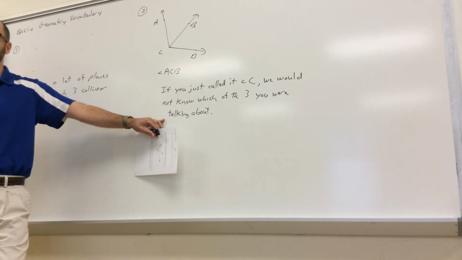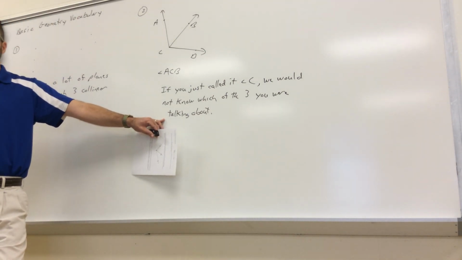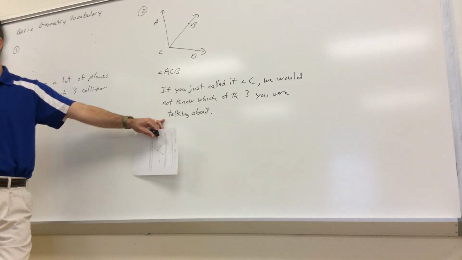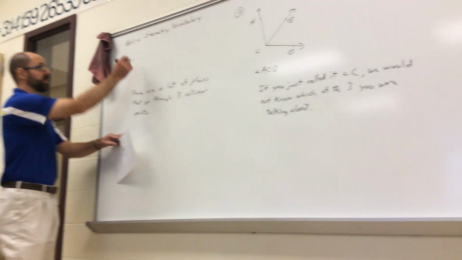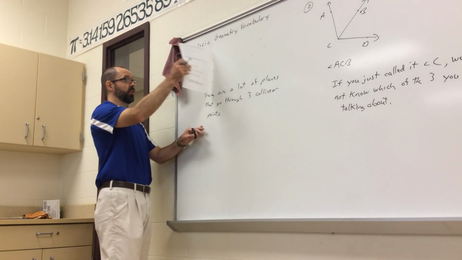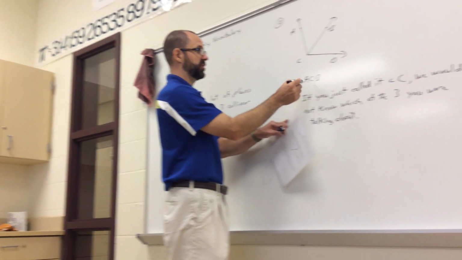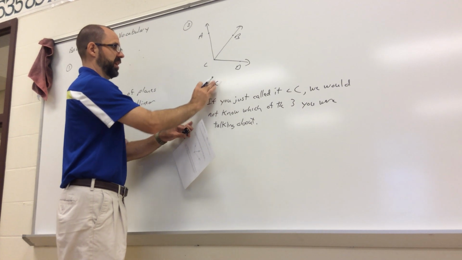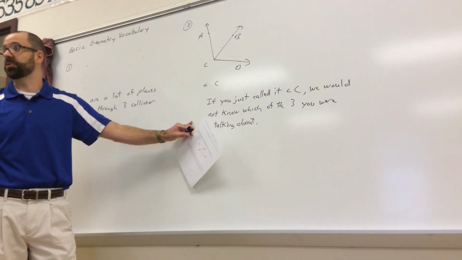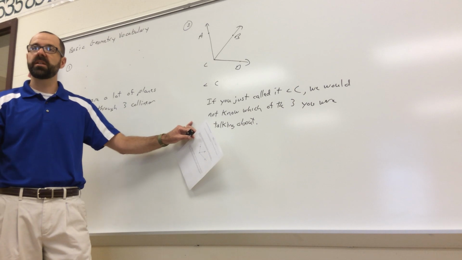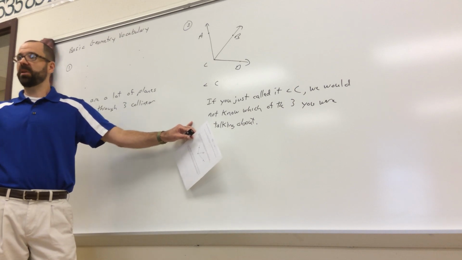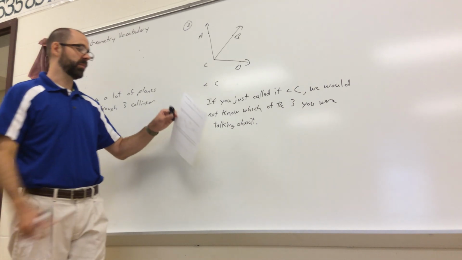So again, it has to do with being specific. In number 1, we couldn't use these 3 points to name the plane because you wouldn't know specifically which plane we were talking about. And over here, you couldn't use angle C simply to name it because then you wouldn't know which of the 3 angles you were talking about. So that's why we use 3 points to name an angle, and that's why we use 3 non-collinear points to name a plane.